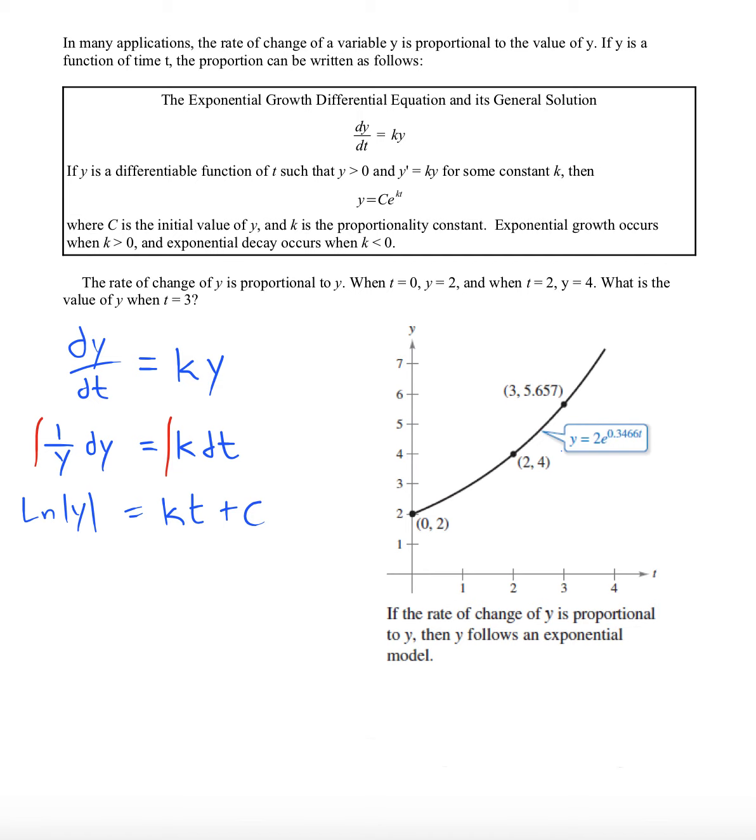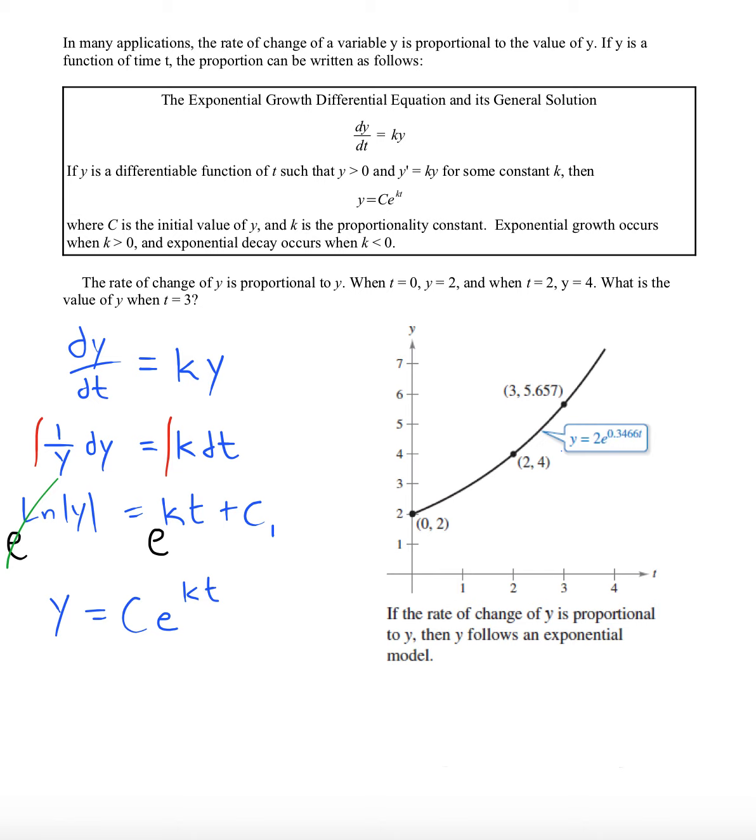plus c. Now we'll let both sides of the equation be the exponent of an e. This will cancel the ln. I'm going to put a 1 on this constant to set it apart from other constants. And our final general solution will be y equals ce to the kt.